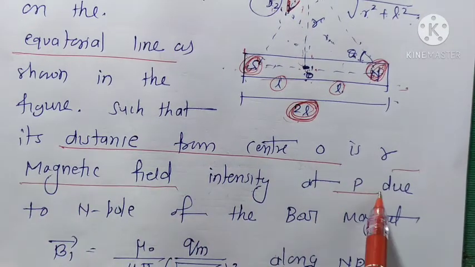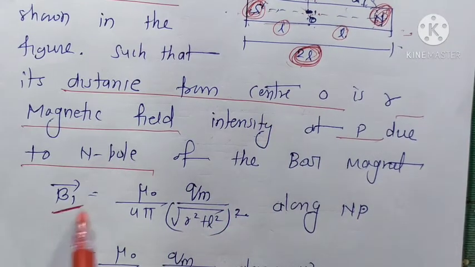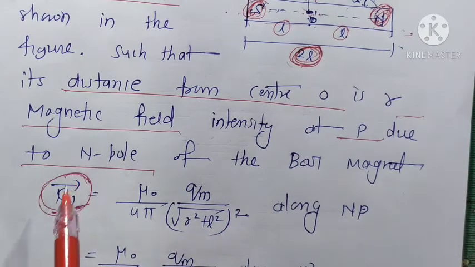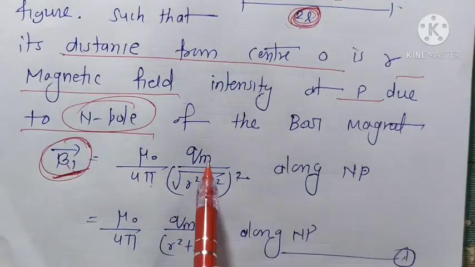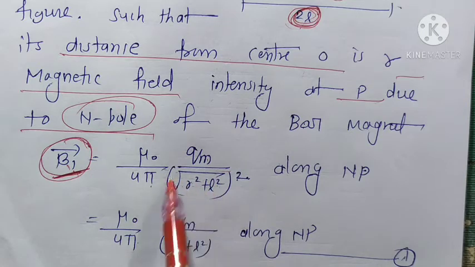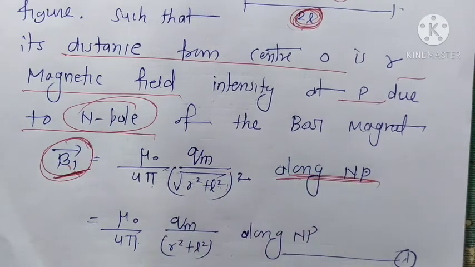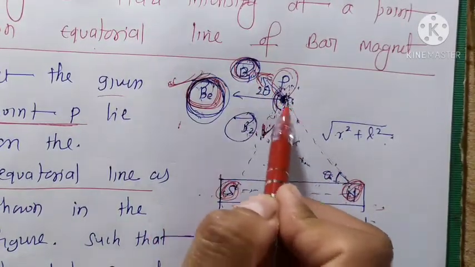The magnetic field intensity at point P due to the north pole is B1, which is equal to μ0/4π times q_m upon (r² + l²) under root, whole squared, along NP, in the outward direction.